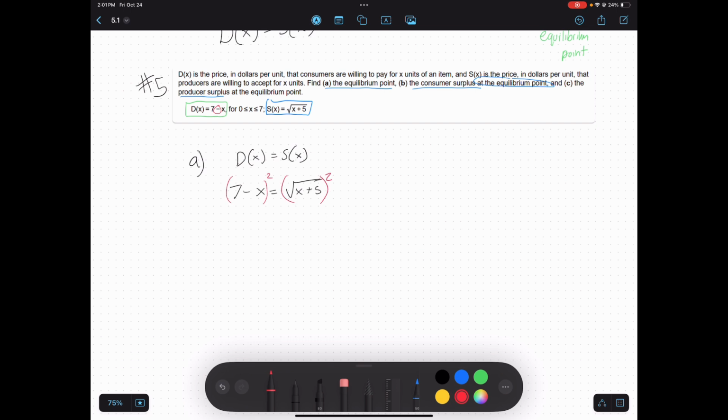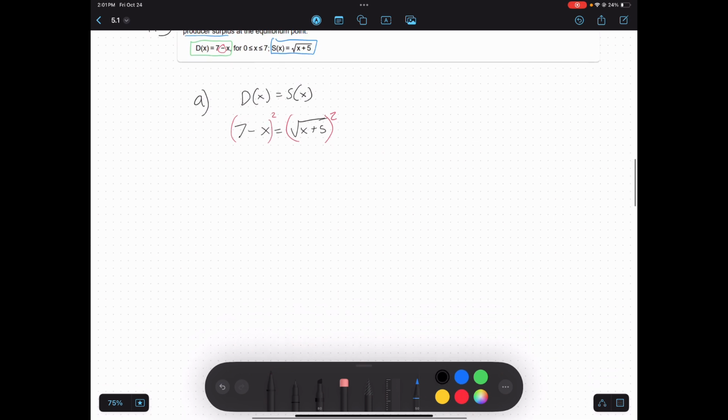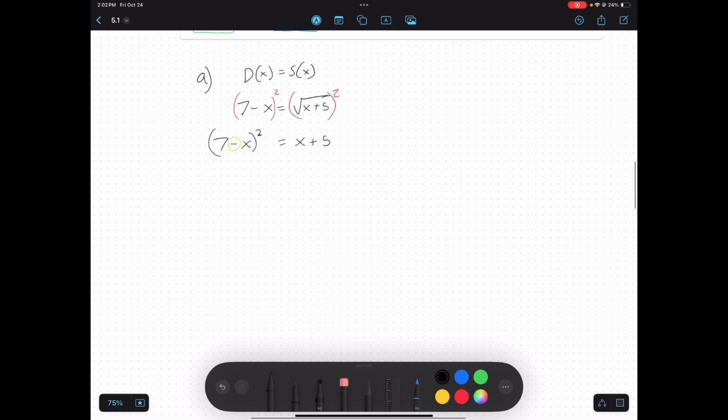If I square one side, I have to square both sides. Squaring a square root will cancel it out. And so I'm left with x plus 5 on this side. And I've got this (7 minus x) squared. Well, remember, if I've got subtraction inside of here, I can't distribute that square to both terms. Instead, I can rewrite this as (7 minus x) times (7 minus x). And then I can use that foiling method to get 49 minus 14x plus x squared.